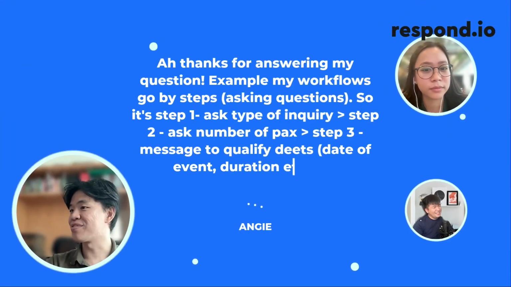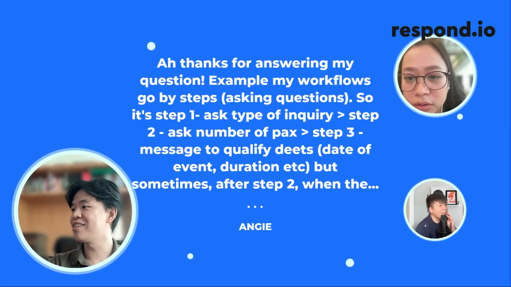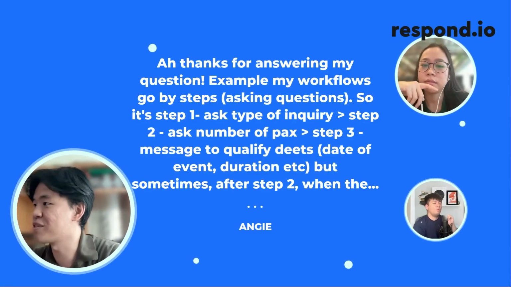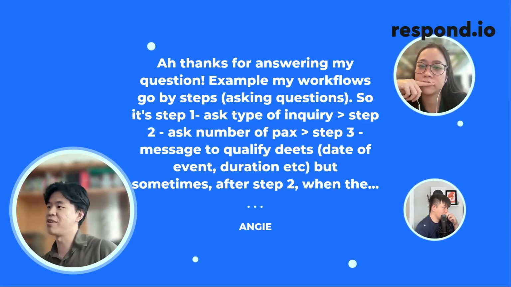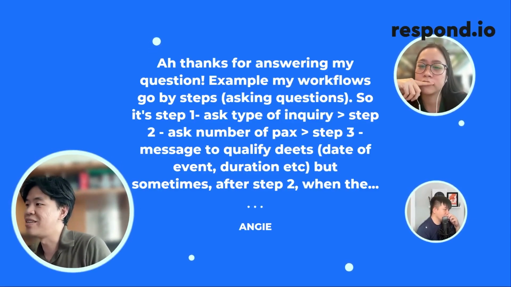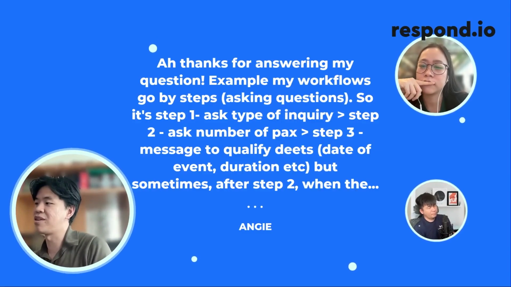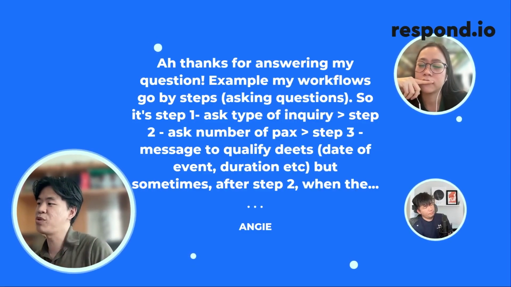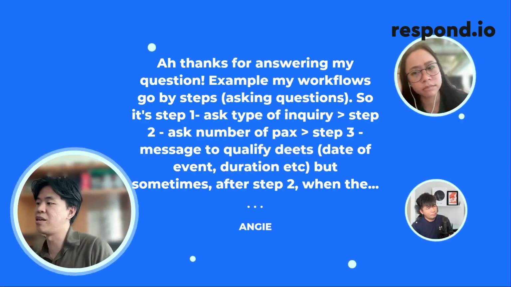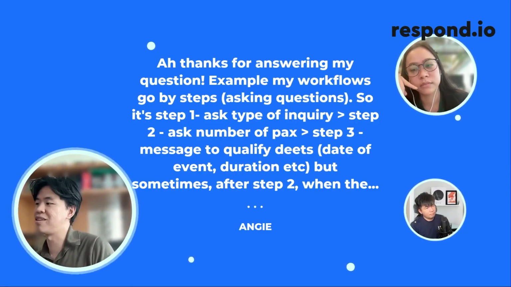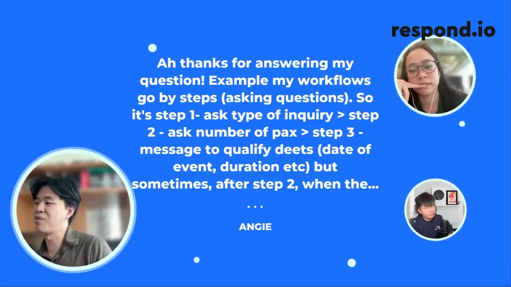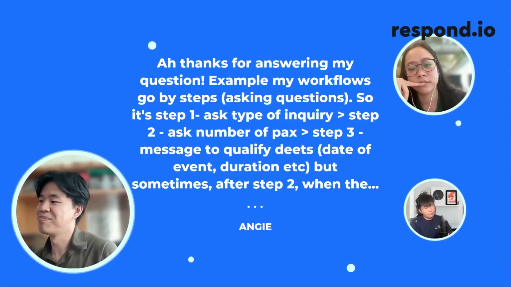Okay, this question. For example, my workflow goes by steps, asking questions. Step 1, ask type of inquiry. Step 2, ask number of packs. Step 3, message to qualify details like date of event, duration, etc. But sometimes at step 2, when they don't see the number of packs, they will type in another number and not click on the option stated, which automatically stops the workflow. So just want to know whether AI agent can step in after that.